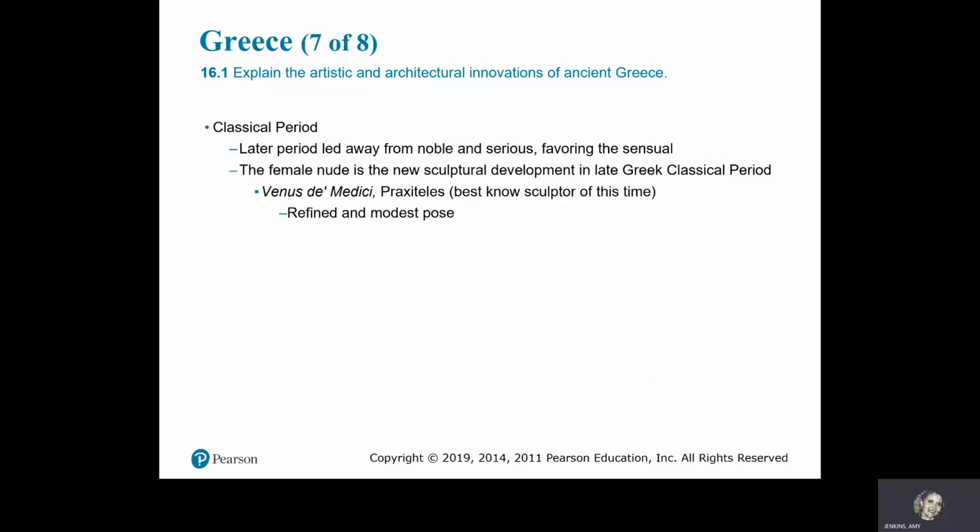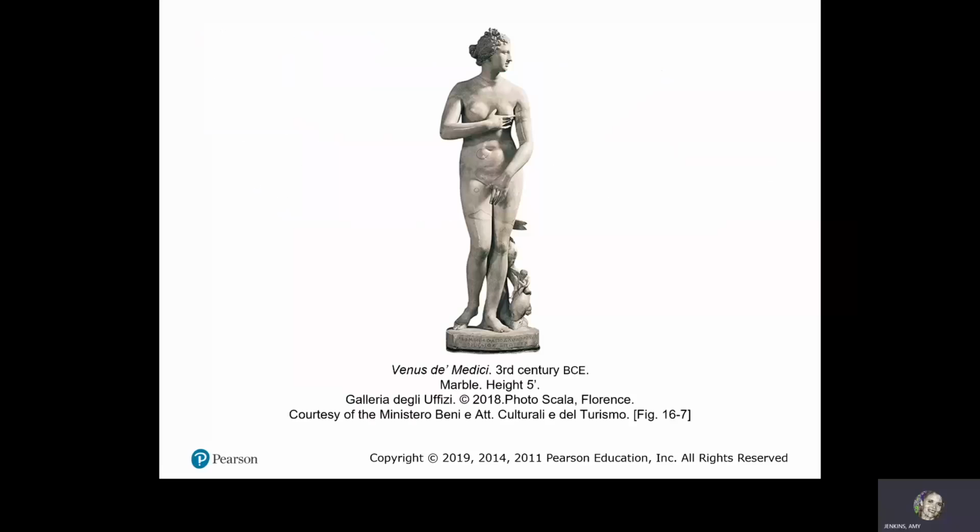The late classical period is a later period that led away from the noble and serious, favoring the sensual. The female nude is the new sculptural development in the late Greek classical period. Venus de Medici, after Praxiteles, best known sculptor of his time. It is a refined and modest pose. Venus de Medici, 3rd century BCE, marble, height 5 feet.